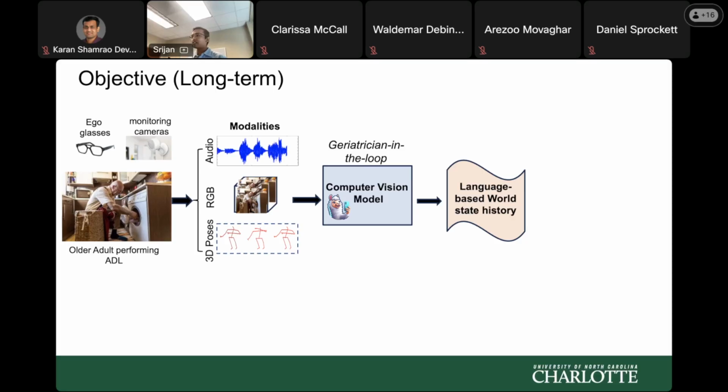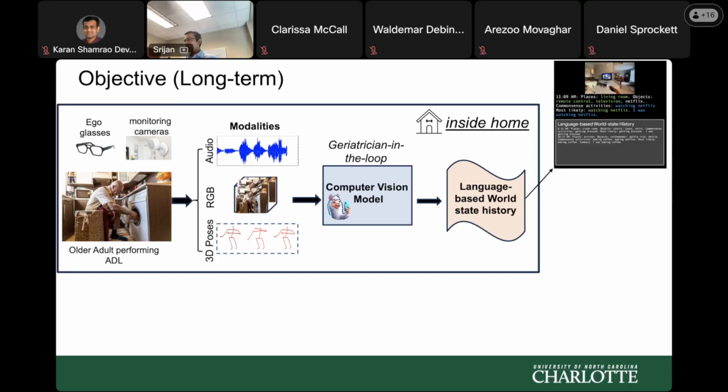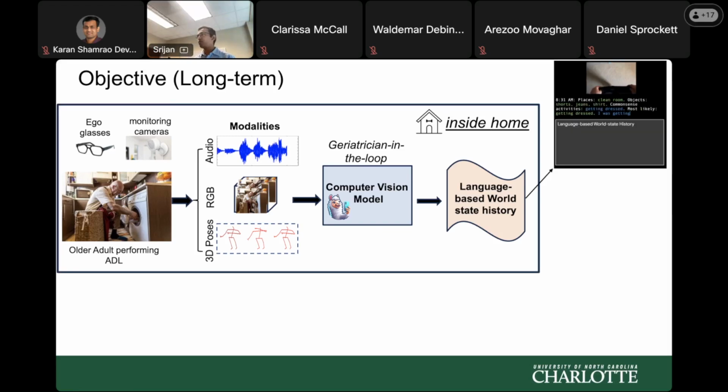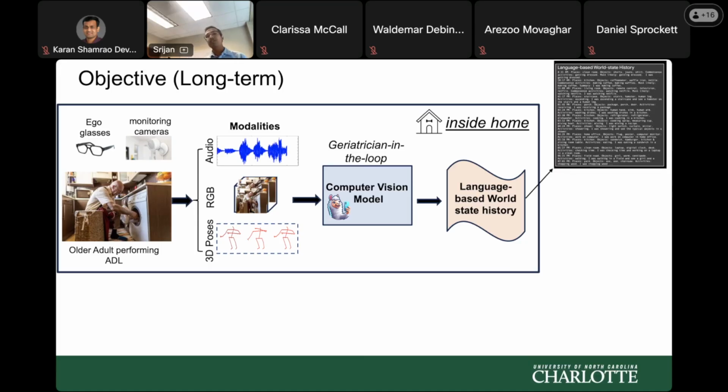But all this processing is going to happen inside your home. So your visual data is not going to go out of your home. What is going to go out of your home is the language-based world state history, which is basically a description of what you are doing in your daily life, at what time, what activities you are performing, which objects you are interacting with, and which part of the smart home you are located at a particular timestamp. All this information will be logged into your language-based world state history.